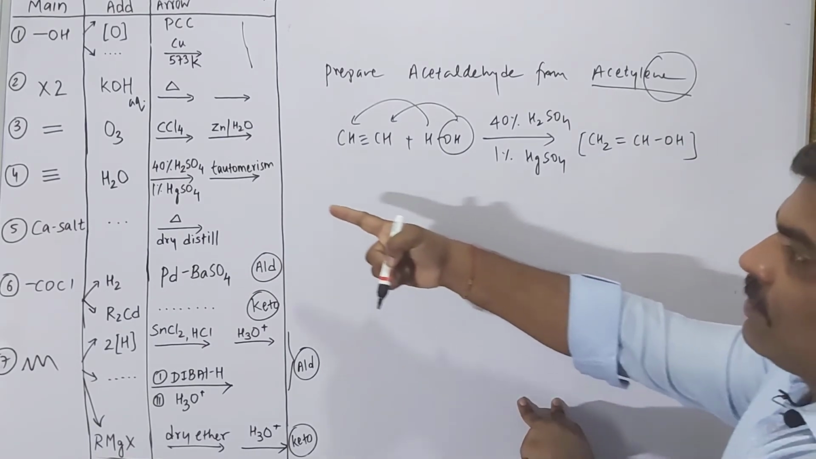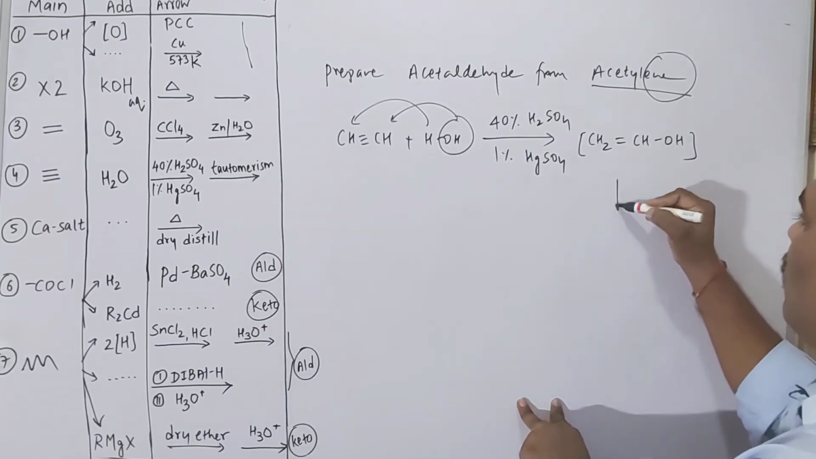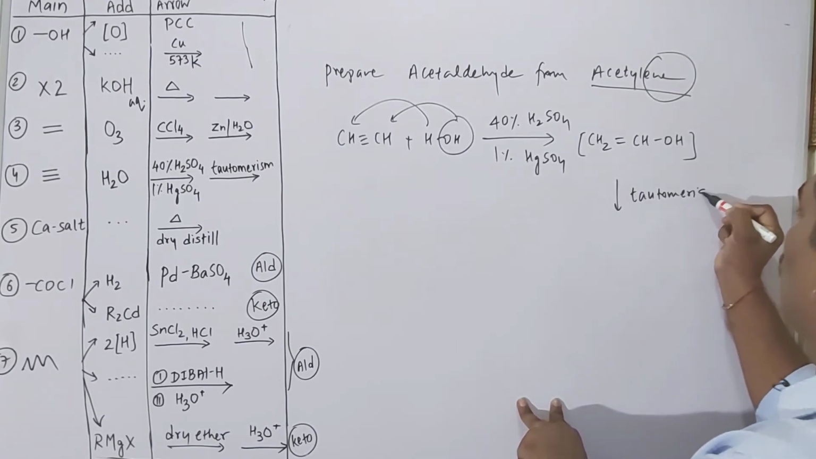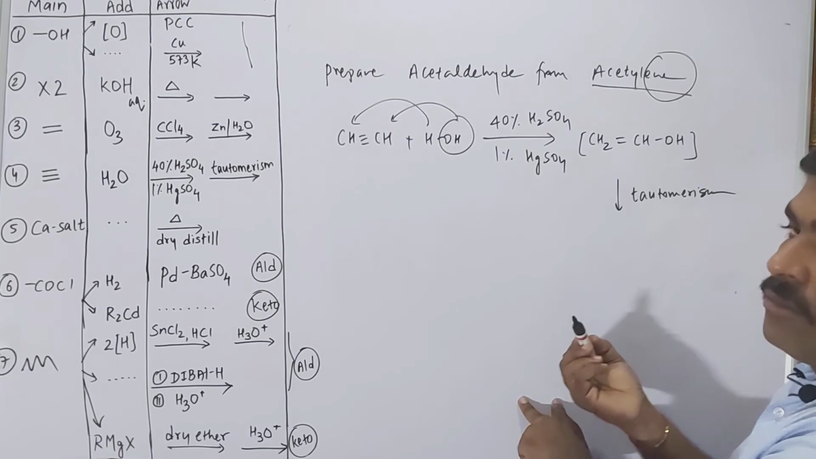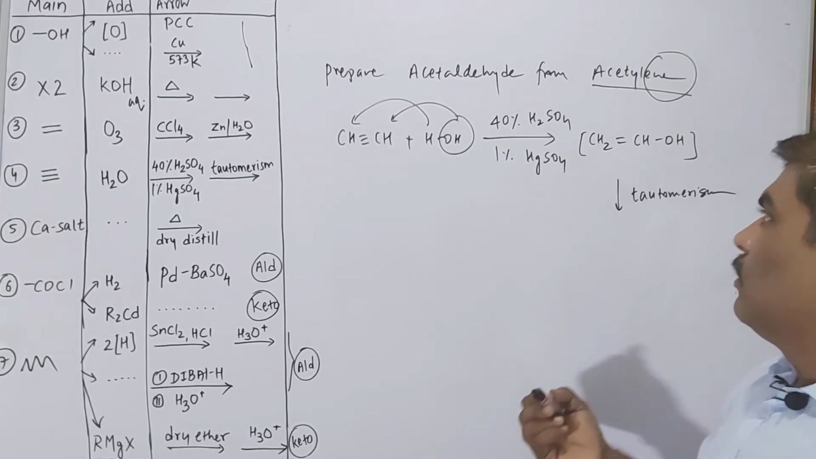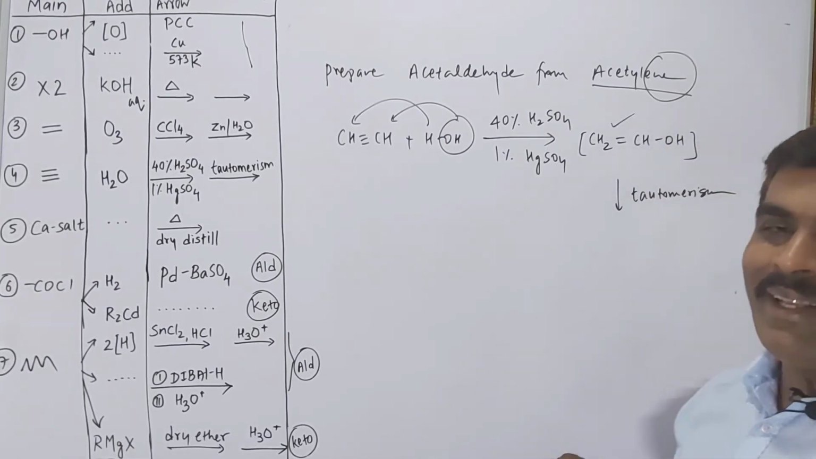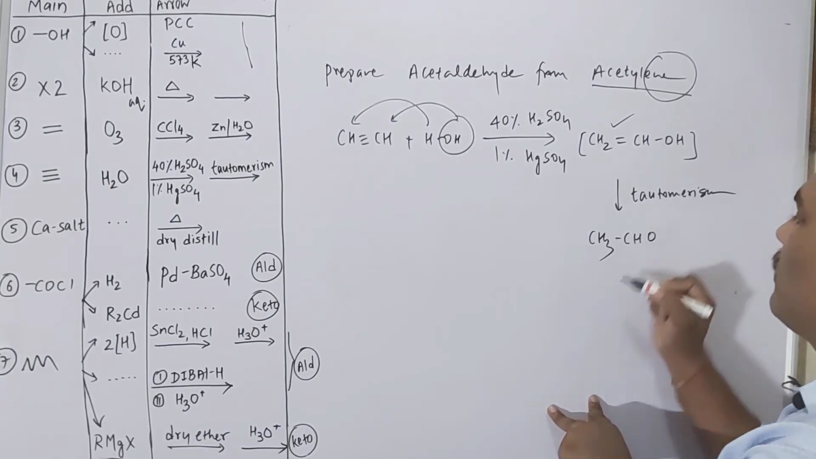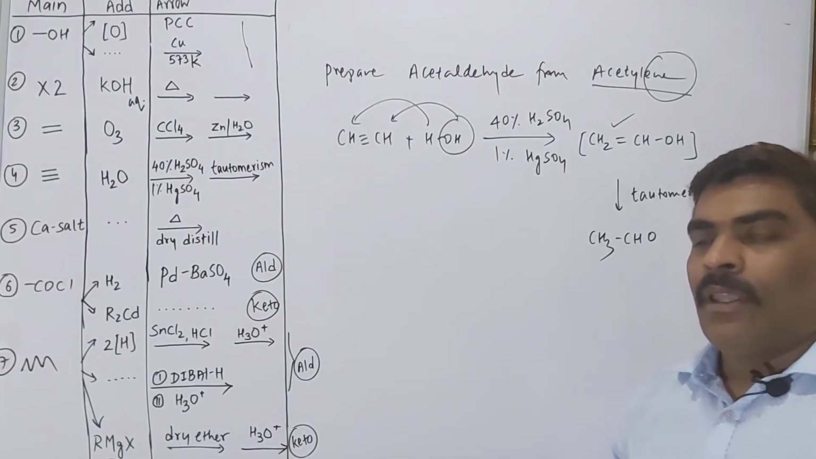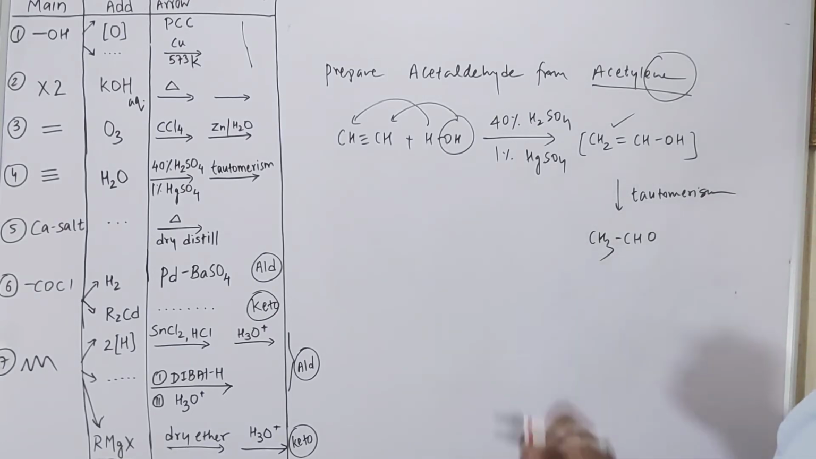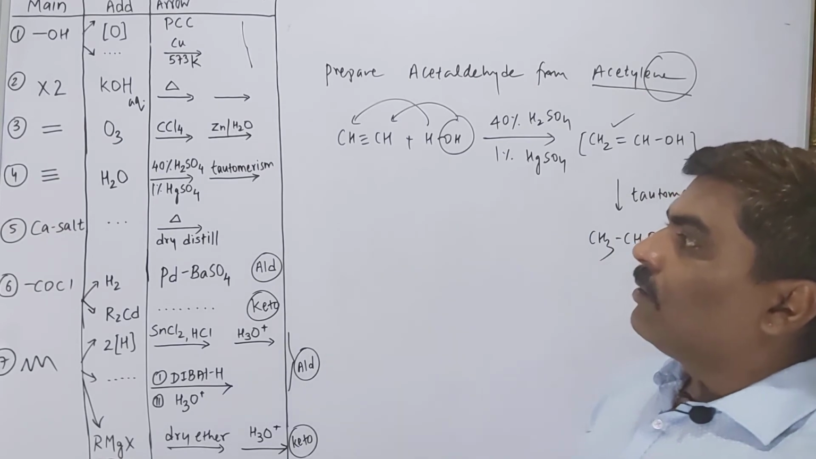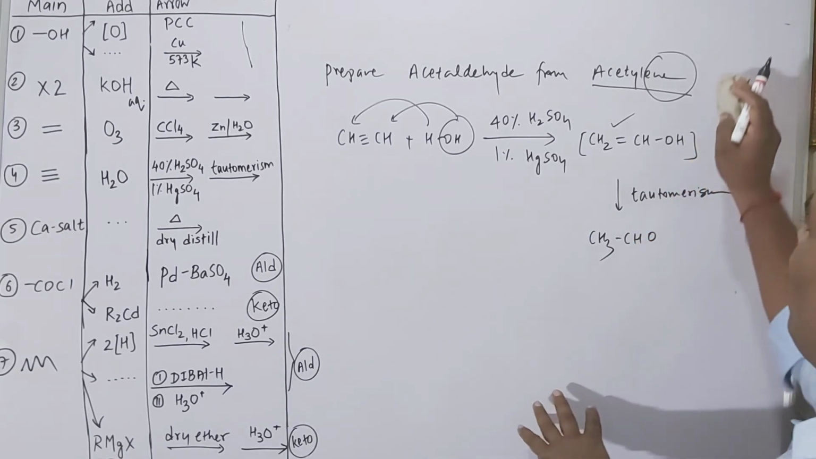And after this, see, the formula is given. Further, what happens is tautomerism. In this tautomerism, rearrangement occurs, the unsaturation disappears, and you get a stable compound, acetaldehyde. So this is for your triple bond. Now we'll see how we can prepare it from alkene.